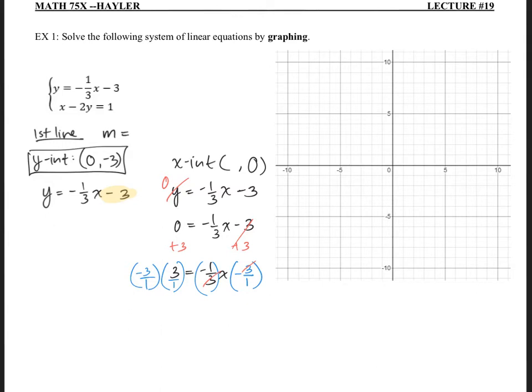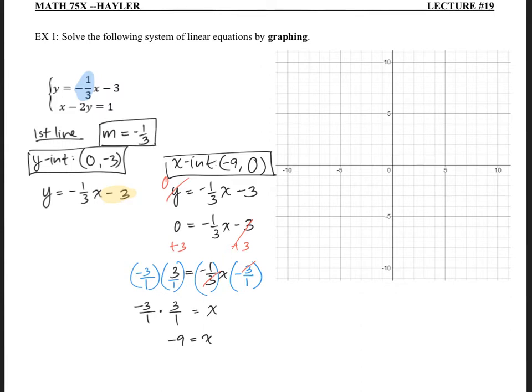Alright, so then I have -3/1 times 3/1 equals x. Multiplying that out, I get -9 equals x. And remember, once again, you need to write your intercepts out as an ordered pair. Lastly, our slope. Since it's already in slope-intercept form, as mentioned before, I can just pull the slope right off of the equation, which would be negative 1/3. And why do we need the slope again? We'll use the slope to find our third point for graphing.